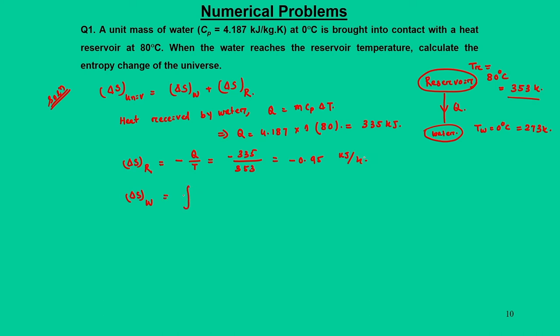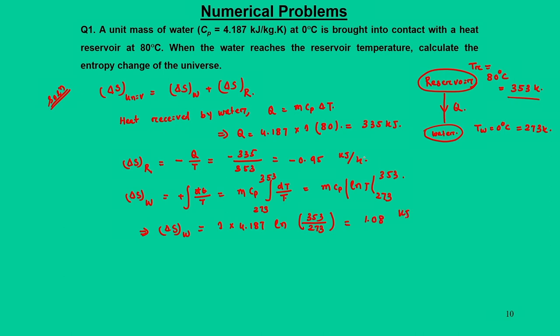Now, delta S water can be calculated because it is receiving heat. So, it is dQ by T, and this can be calculated as m Cp times the integral of dT by T. Temperature goes from 273 to 353. So, we get m Cp times ln T with limits from 273 to 353. By inserting the numbers, delta S W would be 1 into 4.187 ln 353 divided by 273. So, this number is 1.08 kilojoule per Kelvin.